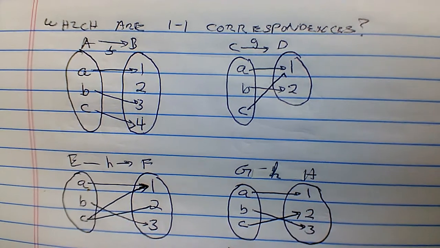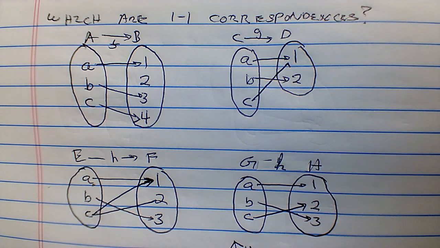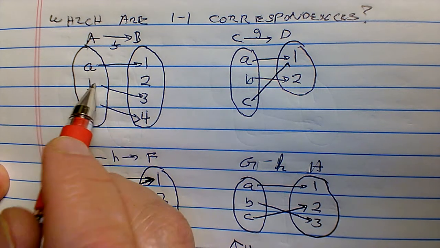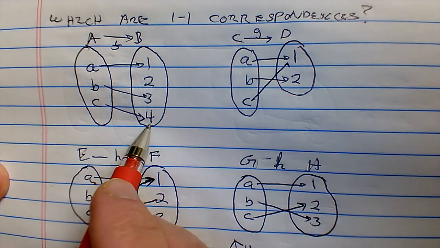Let's look at some examples with arrow diagrams and figure out which ones are one-to-one correspondences. Remember, you have to have both the properties of being one-to-one and onto. When we look at this first function, f, that goes from the domain A to the codomain B, A maps to 1, B maps to 3, C maps to 4.